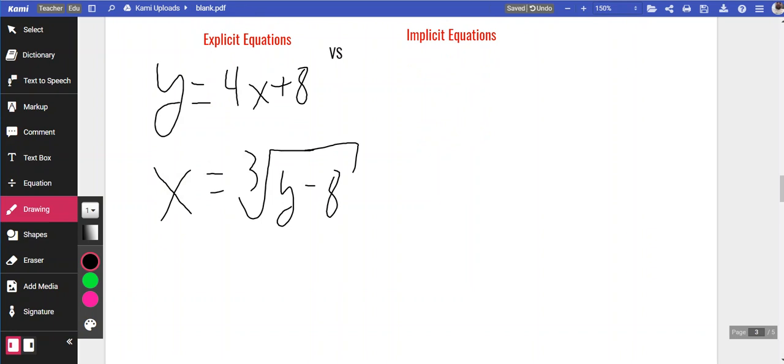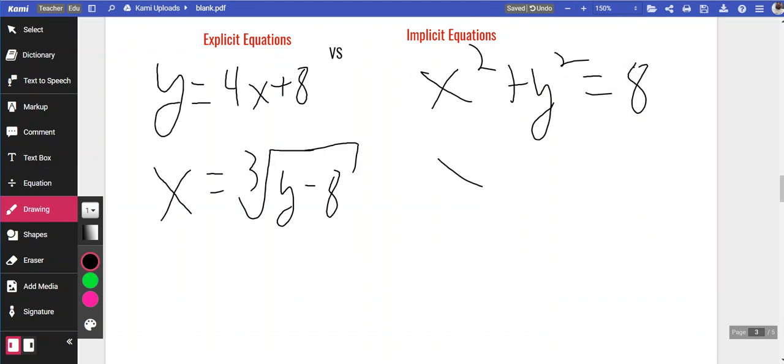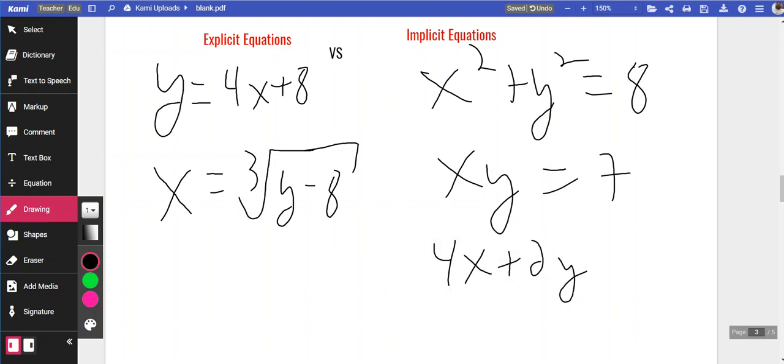Implicit equations are not solved for a variable. So like one that you haven't seen in a while, x squared plus y squared equals 8. That's the equation for a circle. Something like xy equals 7, or 4x plus 2y equals 9. Those are all examples of implicit equations, things that you need to solve for a variable.